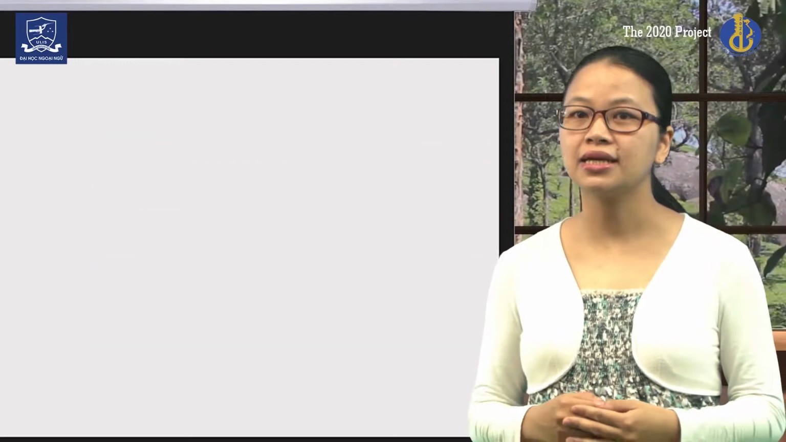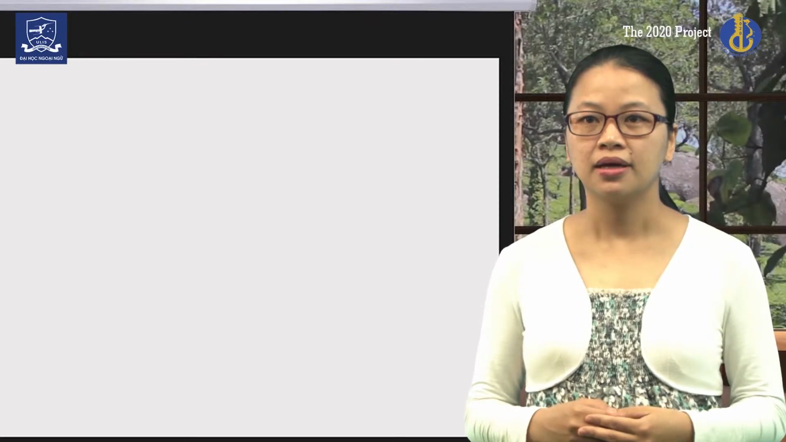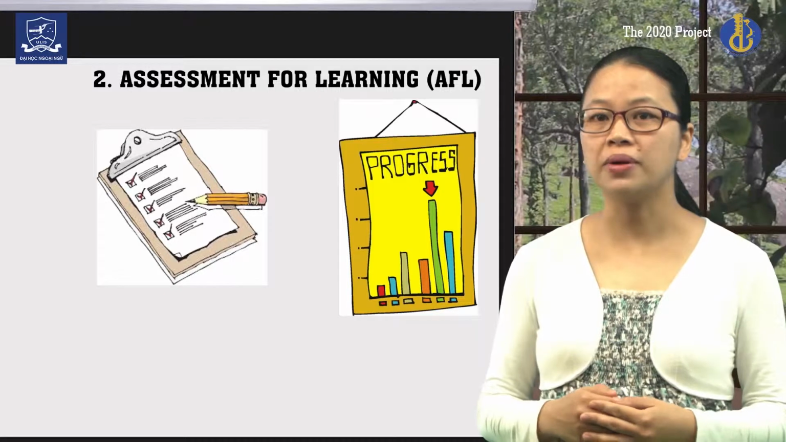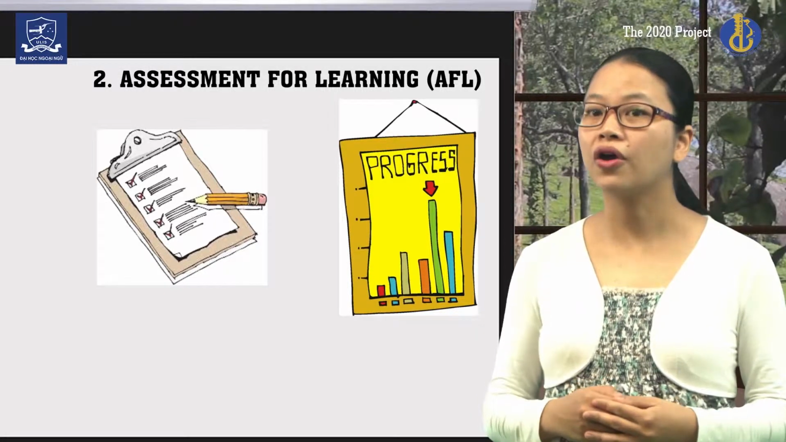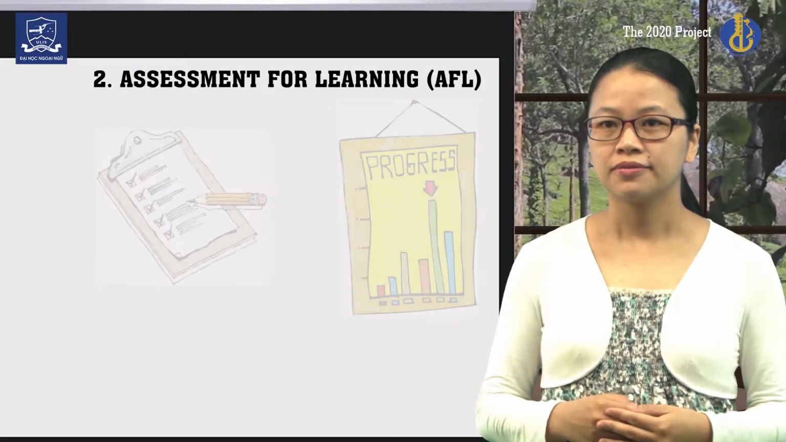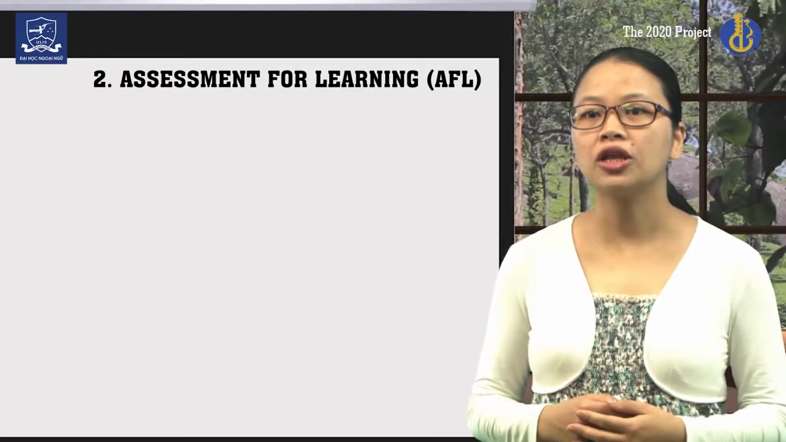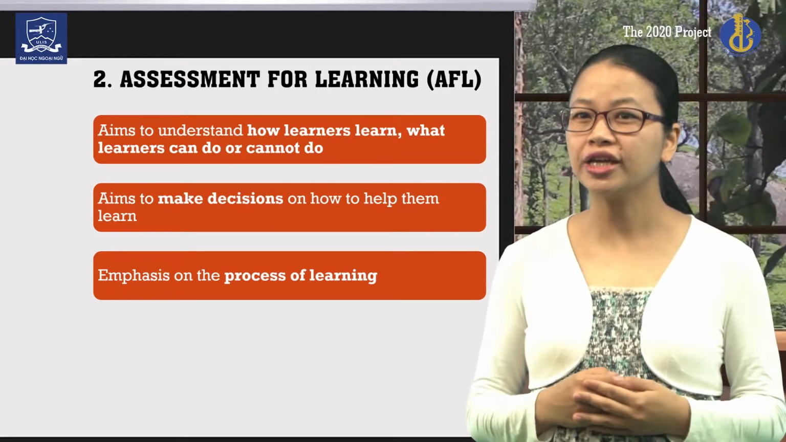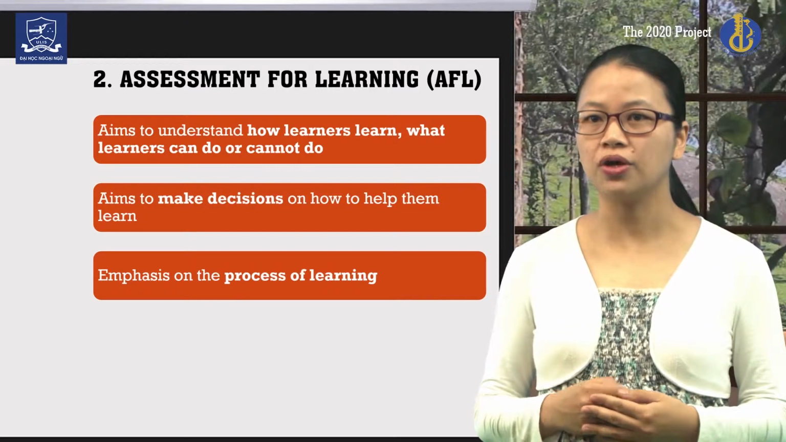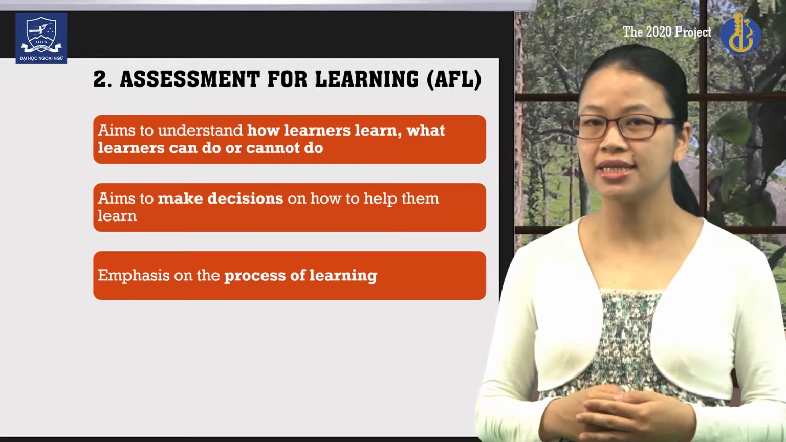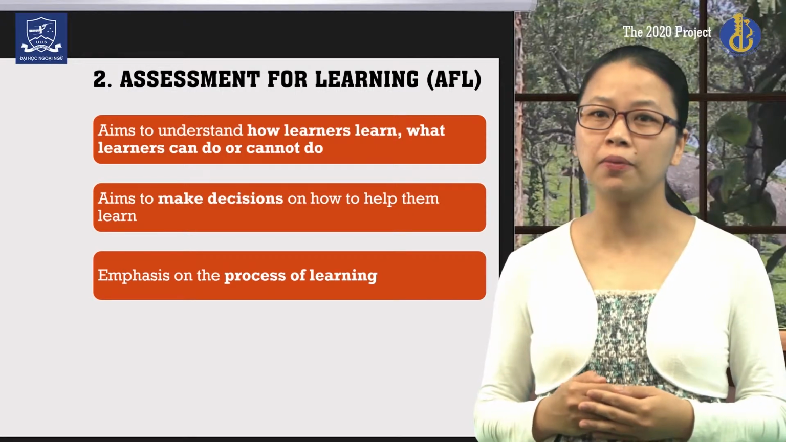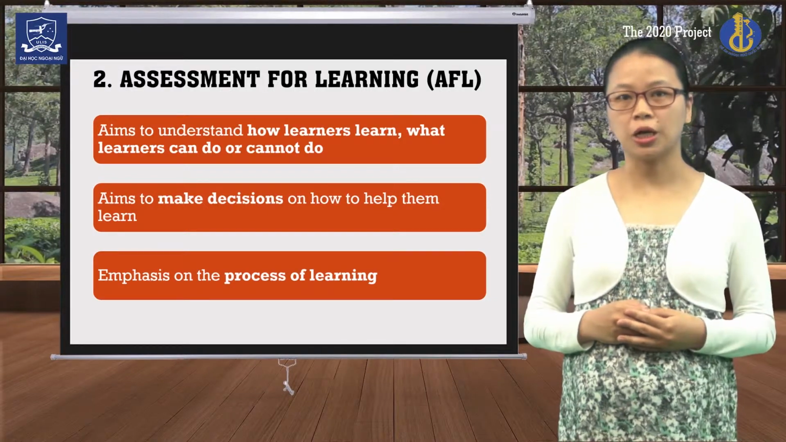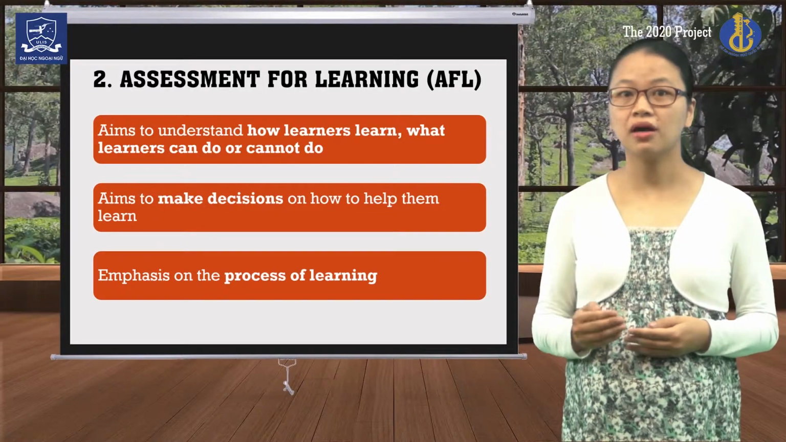Let's move on to the second type of assessment, assessment for learning, or we often refer to it as formative assessment or ongoing assessment. Assessment for learning aims to understand how learners learn, what learners can do or cannot do, in order to make some deliberations and decisions on how to help them learn. The emphasis of this type of assessment is the process of learning.